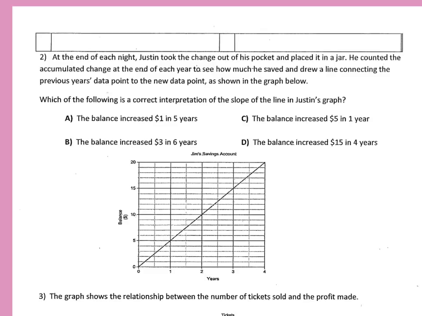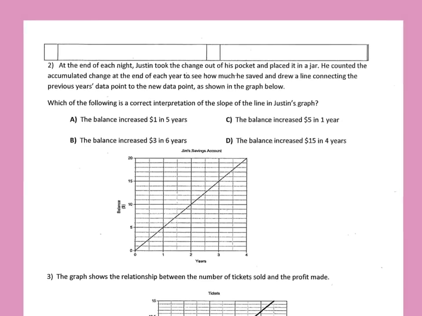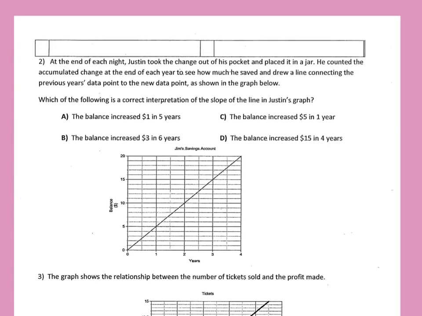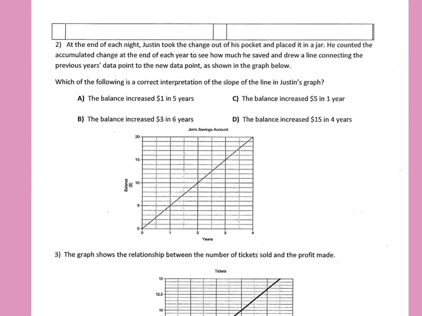Okay, number 2. At the end of each night, Justin took the change out of his pocket and placed it in a jar. He counted the accumulated change at the end of each year to see how much he saved and drew a line connecting the previous year's data point to the new data point. Which of the following is a correct interpretation of the slope of the line? So remember, slope is y over x.